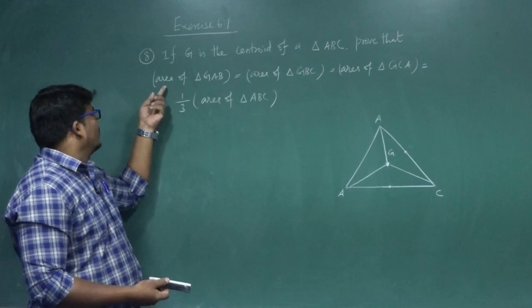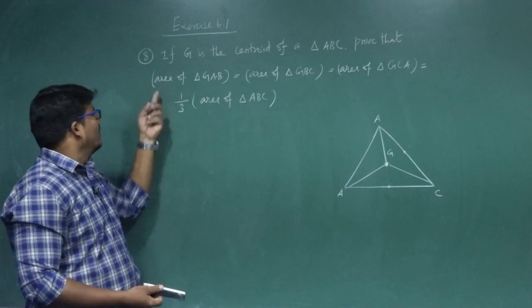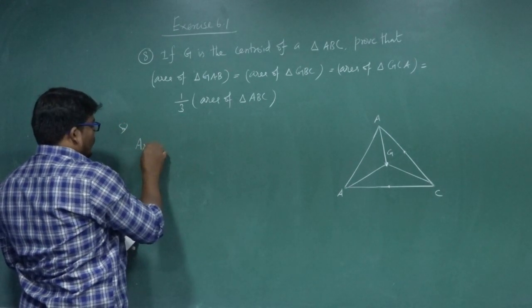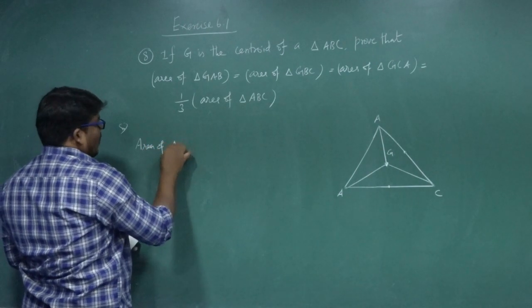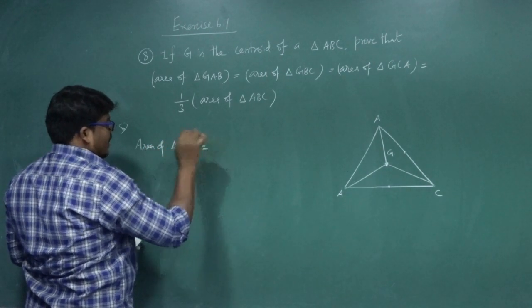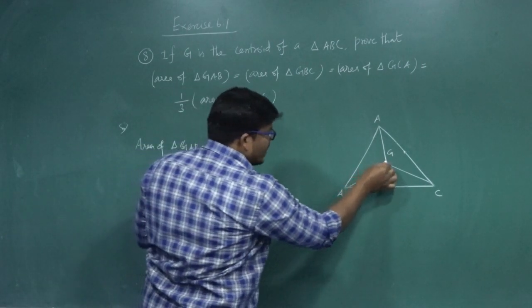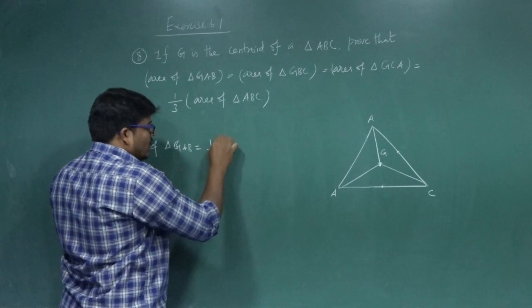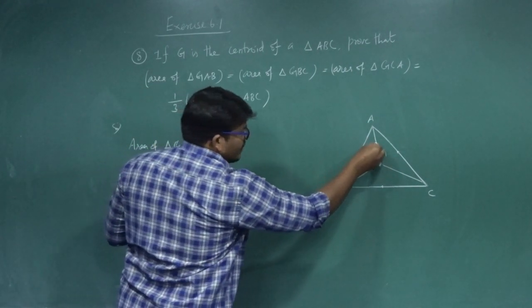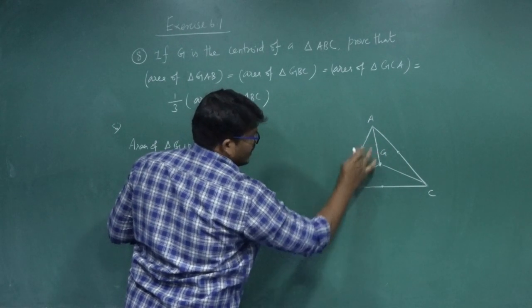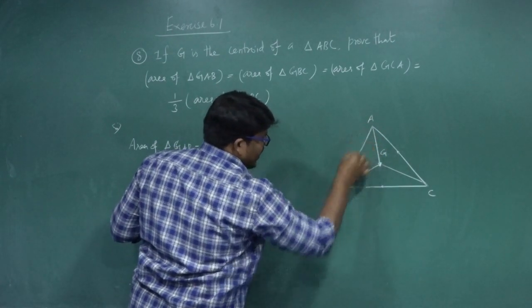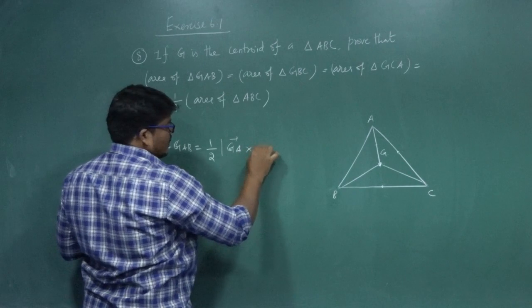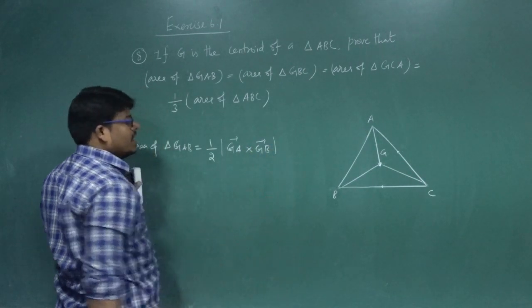The next one: find the area of triangle GAB. Area of triangle GAB is 1 by 2 multiplied by two adjacent sides, GA into GB. That is 1 by 2 GA vector cross GB vector.